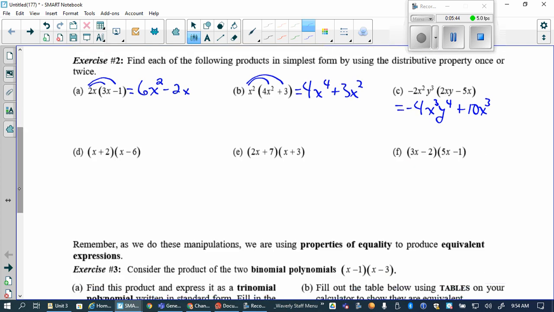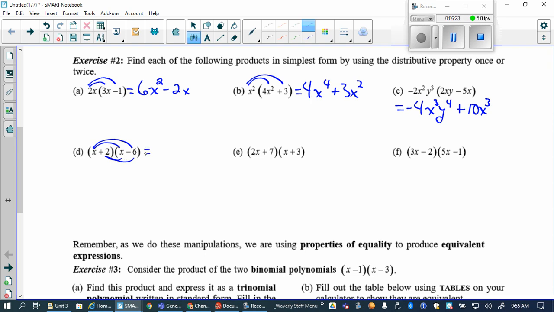Okay? Now how about these two binomials multiplying them? Anybody know what to do here? Do we still just distribute? Except, how many times are we going to distribute now? You were correct when you said twice. So instead of having a single monomial out here, I've got two things. So I'm going to distribute through the x, and then I'm going to distribute the 2. That's all. I'm just going to distribute twice.